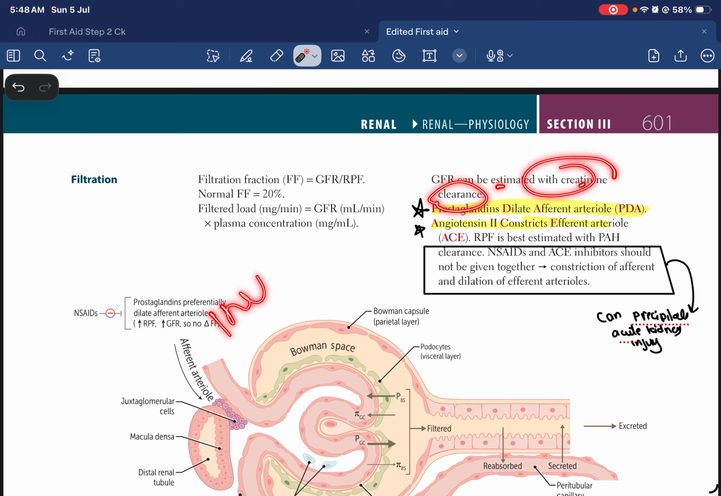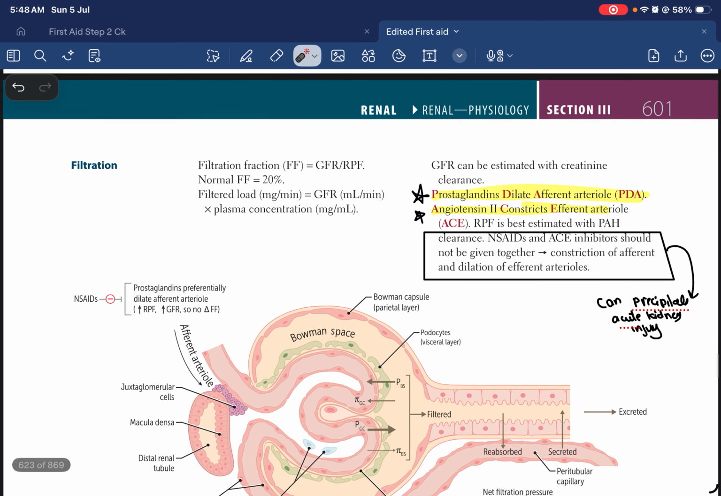Again, inulin is not used because you have to give it through IV, and then there are multiple samples that you have to take, either blood or urine samples. So creatinine is the one which is usually selected for the GFR. It is a bit overestimated. Why? Because your proximal convoluted tubule ends up secreting some of the creatinine into the urine.